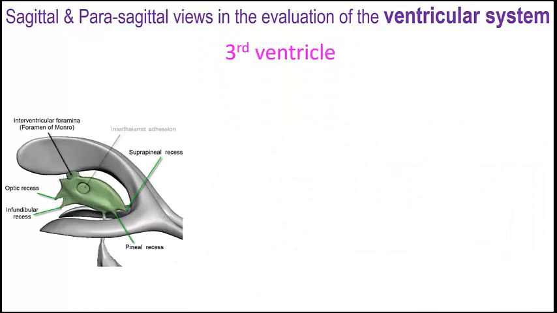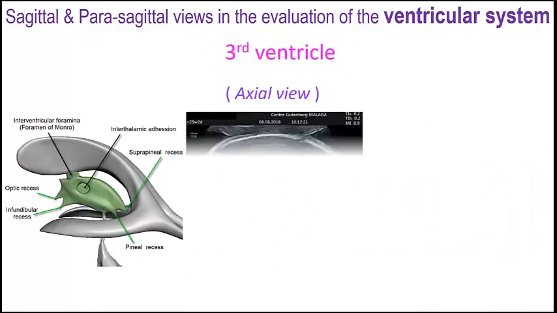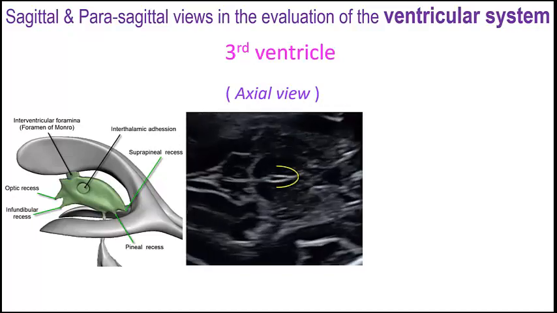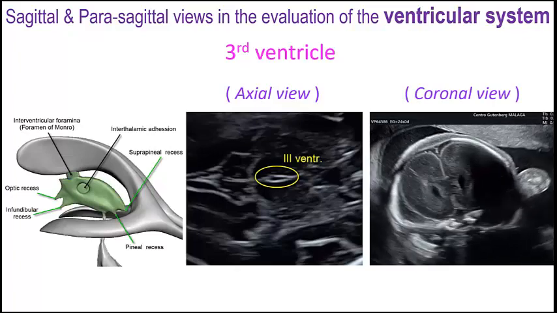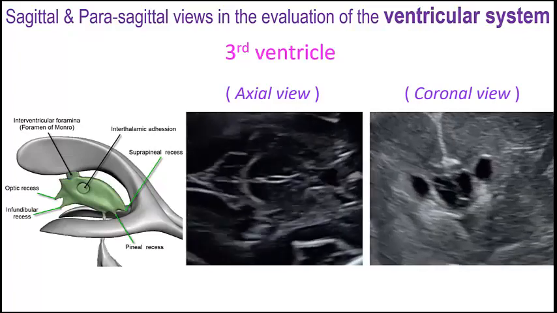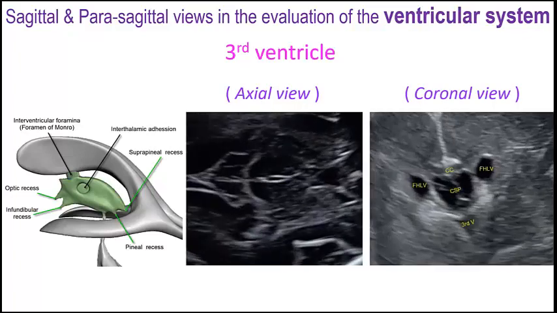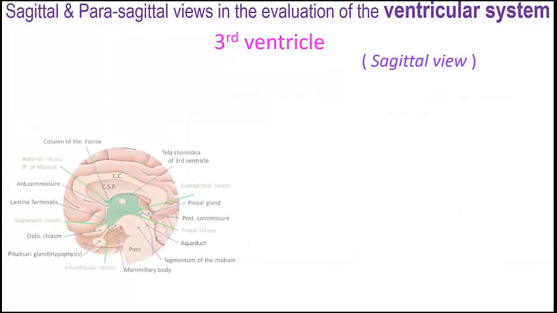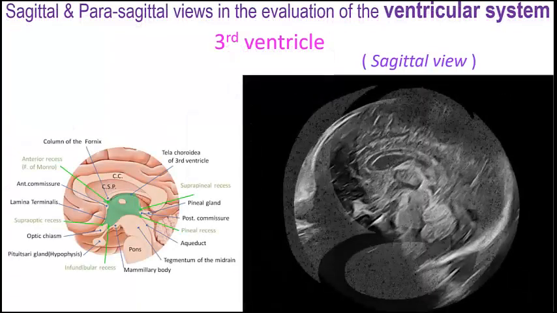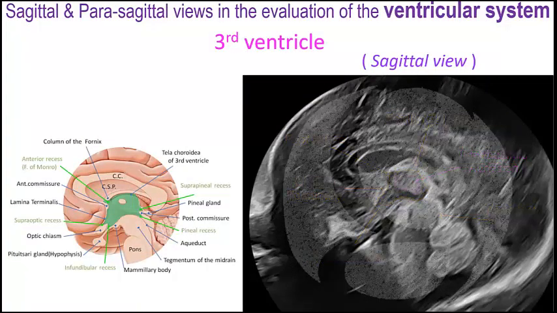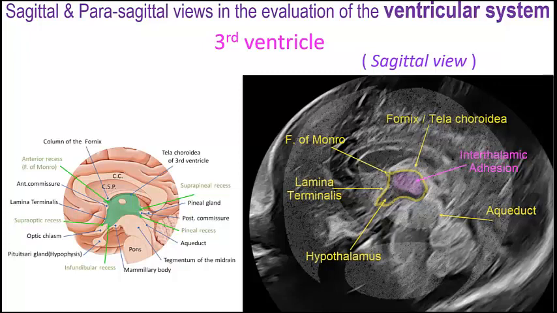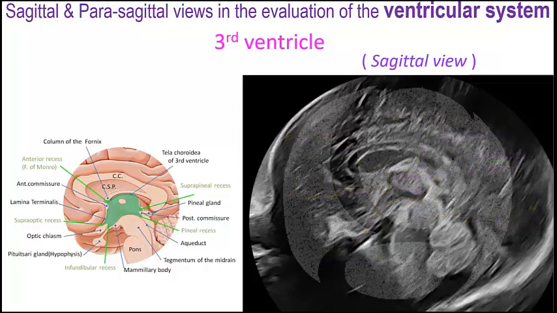The third ventricle can be seen in normal conditions in the axial plane as two parallel lines separating both thalami. It can also be evaluated in the coronal planes below the cavum septi pellucidi. But the best approach to display the third ventricle is going to the sagittal plane. Look how nicely we can demonstrate the shape and boundaries of the third ventricle, and don't forget to check the interthalamic adhesion.